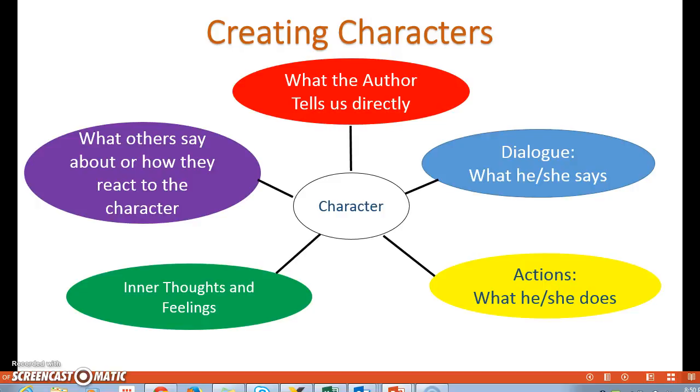Again, this is a review. These are the 5 things that an author focuses on when they're creating characters. And these are all things I want you to focus on and remember. What the author tells us directly, dialogue, actions, inner thoughts and feelings, and what others say about or how they react to the character.